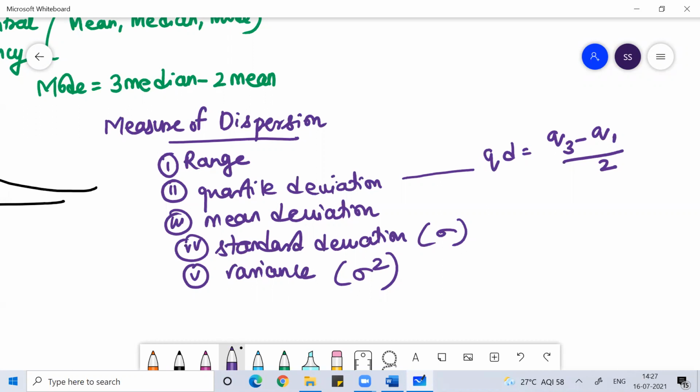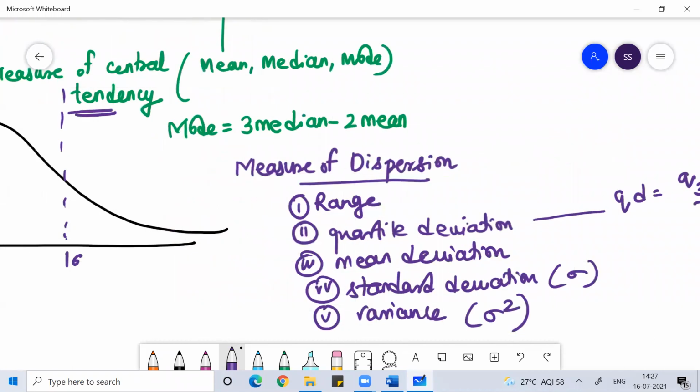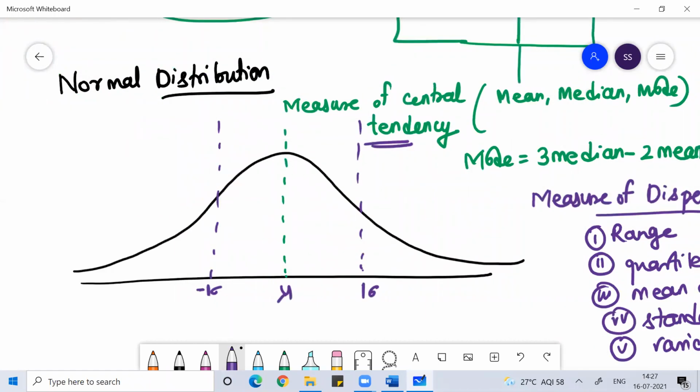What is mean deviation? It is nothing but the absolute value of the difference between x minus x bar. We'll talk about that later on. So these basic things, I believe you still remember. Yes or no, guys? Do you remember or not?